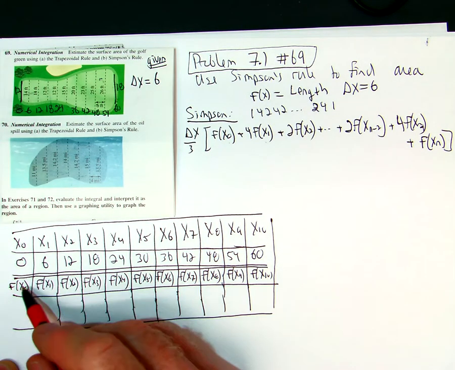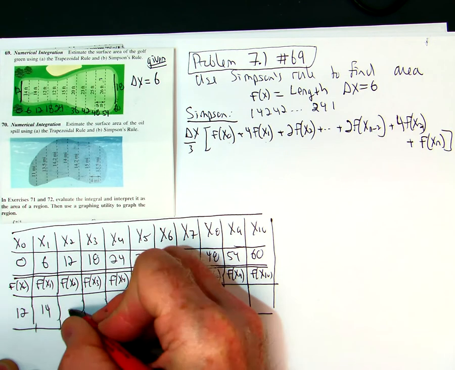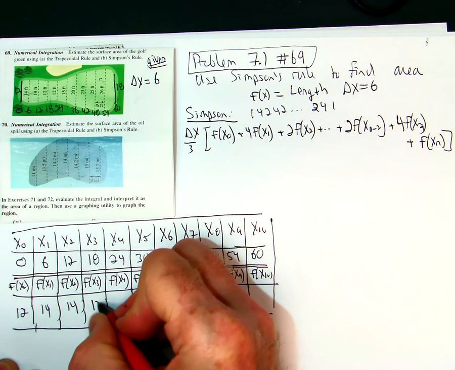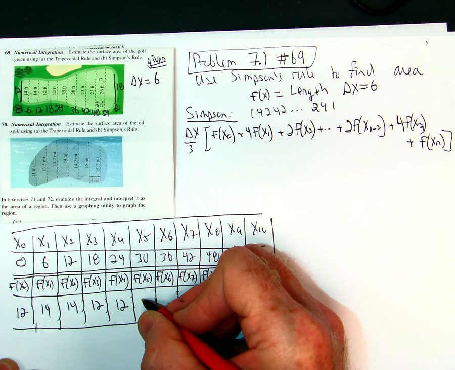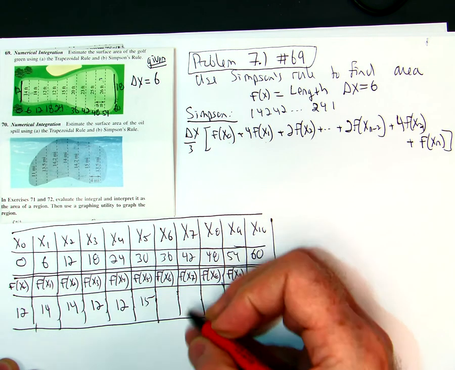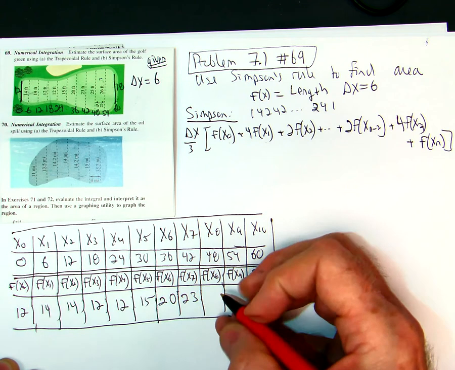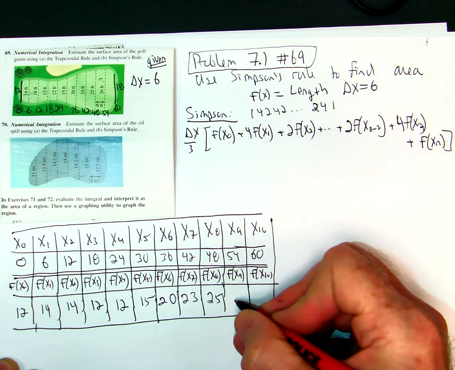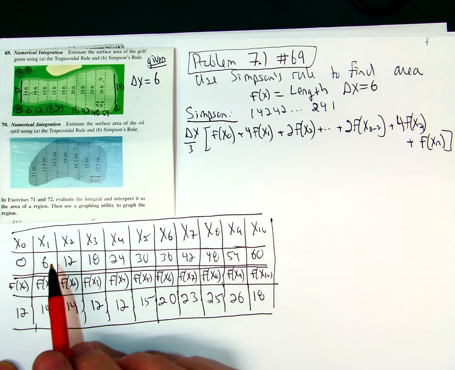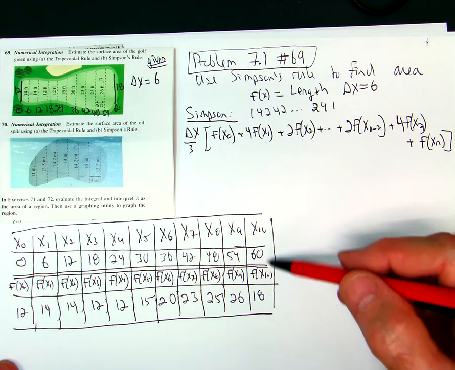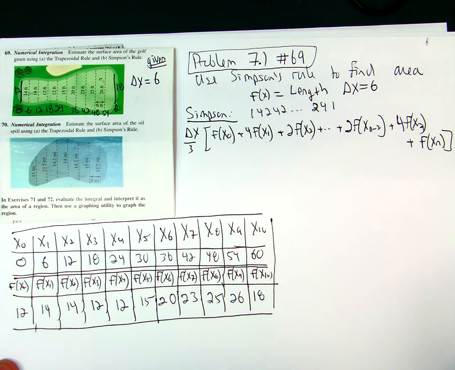Okay, so now for my f of x values, I just use these heights. So I use 12, 14, 14, 12, 12, and 15 goes with 30. With 36, it's 20. With 42, it's 23, then 25, then 26, and 18. So just double checking to make sure everything looks good to me. Okay, now I just have to plug in this, and that should be it.